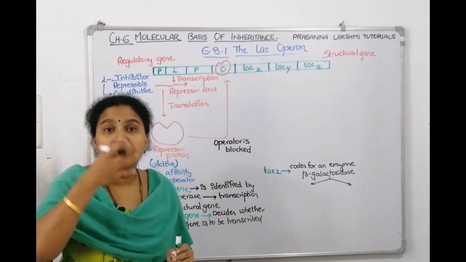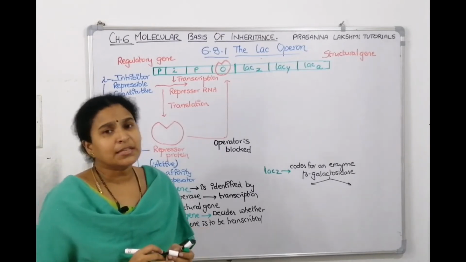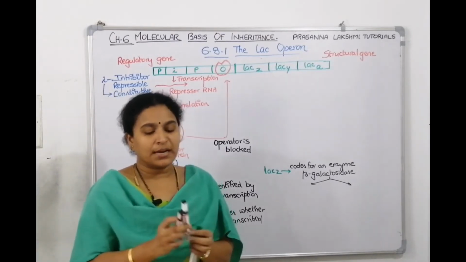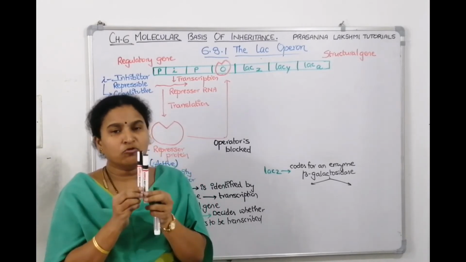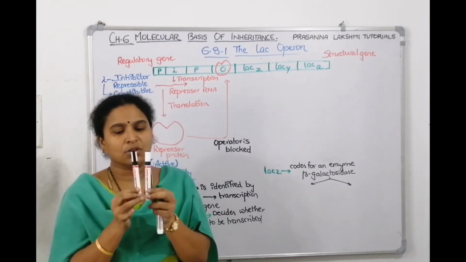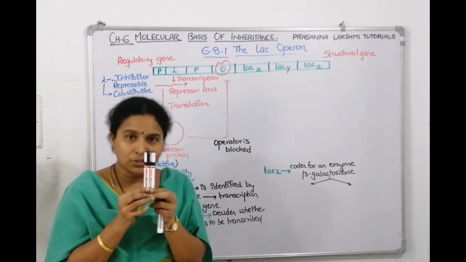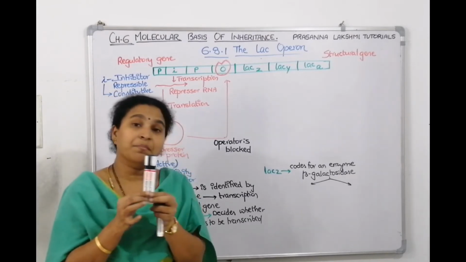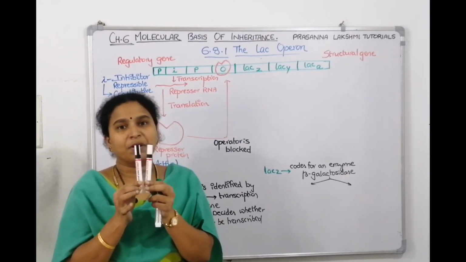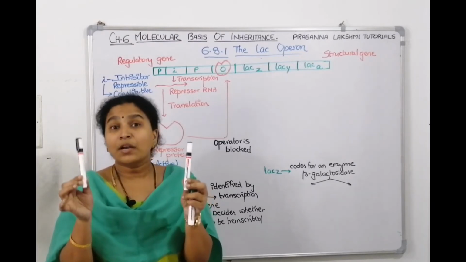It breaks the glycosidic bond. Lactose is a disaccharide made up of two monosaccharides. One is glucose, the other one is galactose. Both are linked by a glycosidic bond. Now, if you bring in this enzyme, beta galactosidase, it breaks the bond between them. They get separated. You will get two monosaccharides.